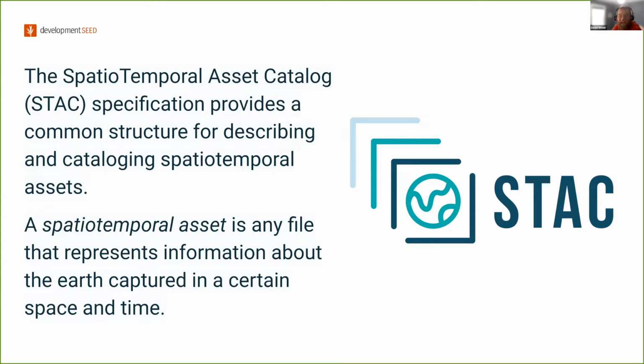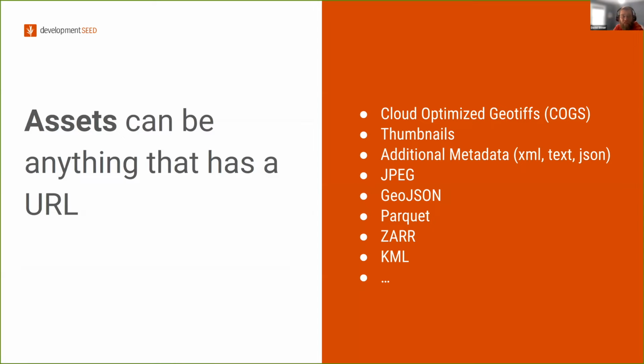So within the STAC specification, there's really three tiers that we look at. At the basic level, an asset is anything that has a URL. It could be a COG, it could be a thumbnail of a piece of imagery, it could be other metadata that's not being stored within the STAC system. It could be JPEG or GeoJSON, it can be raster or vector data, it can be anything that has a URL.